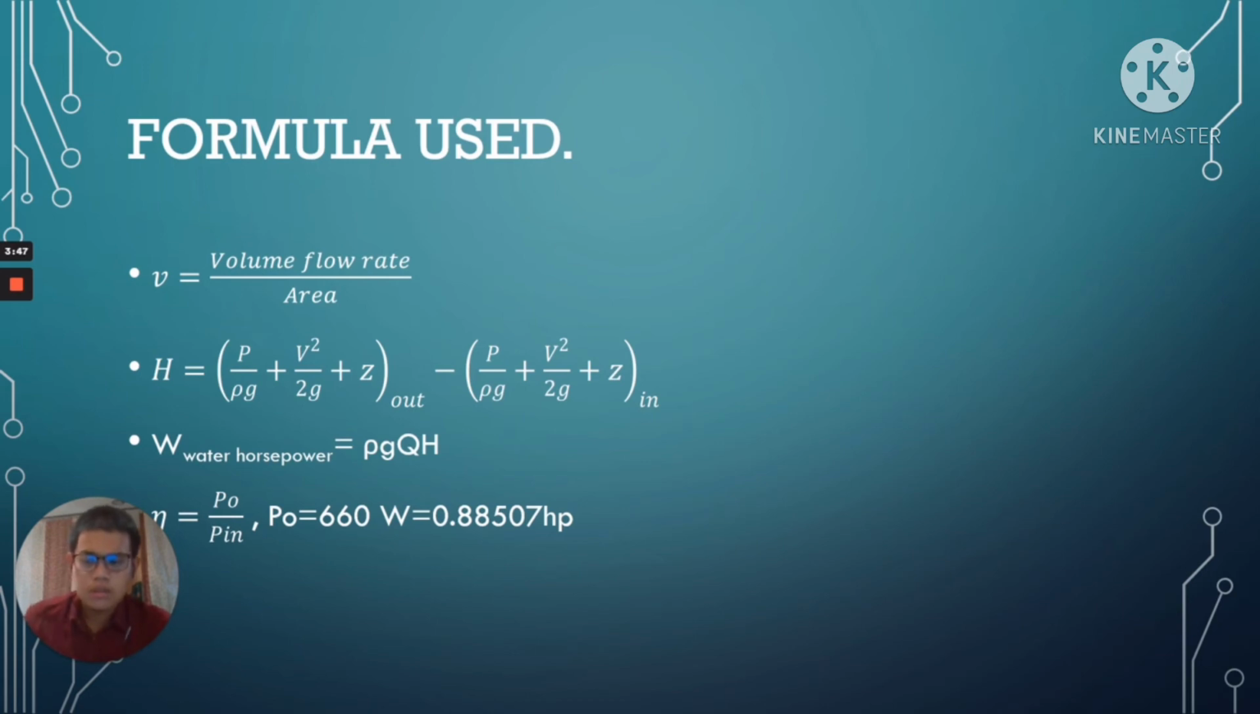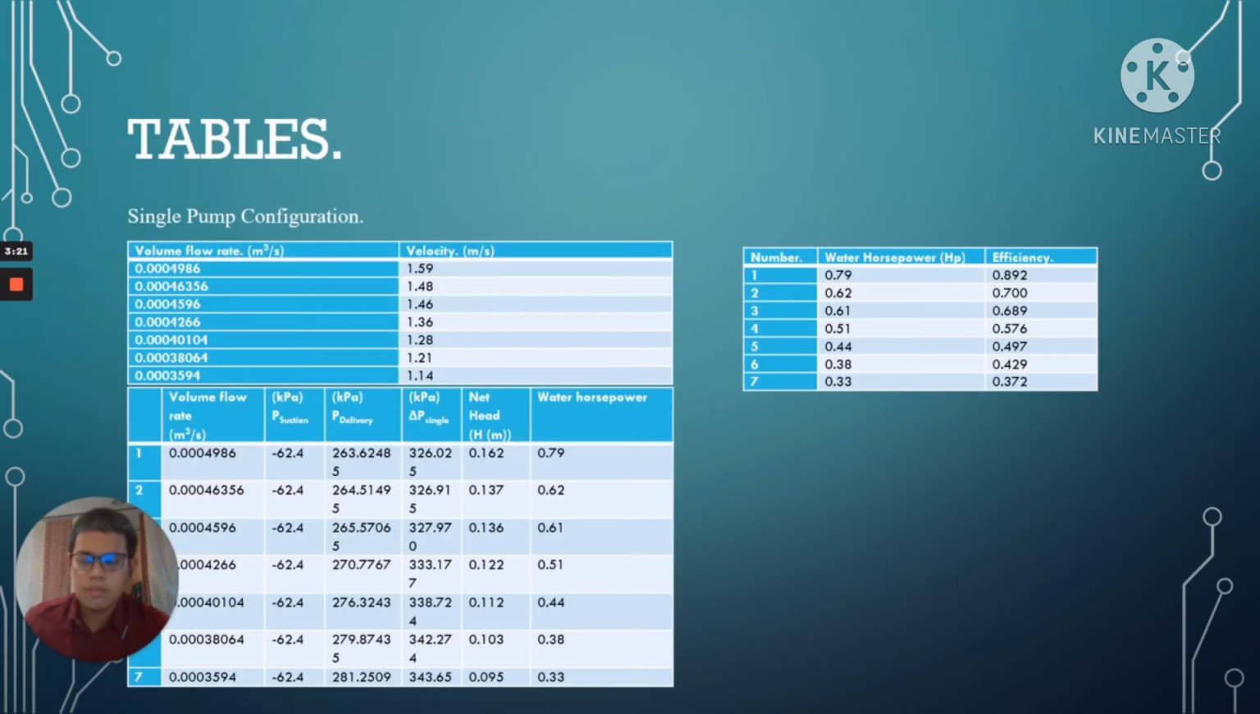Thirdly, we use the water horsepower equation to find the water horsepower, rho g Q H, where Q is the volume flow rate and H is the net head. We also have the efficiency equation, which is power out over power in. We have converted the power out, as given, 660 watt, into 0.8507 horsepower. So this is table 1, which is the single pump configuration.